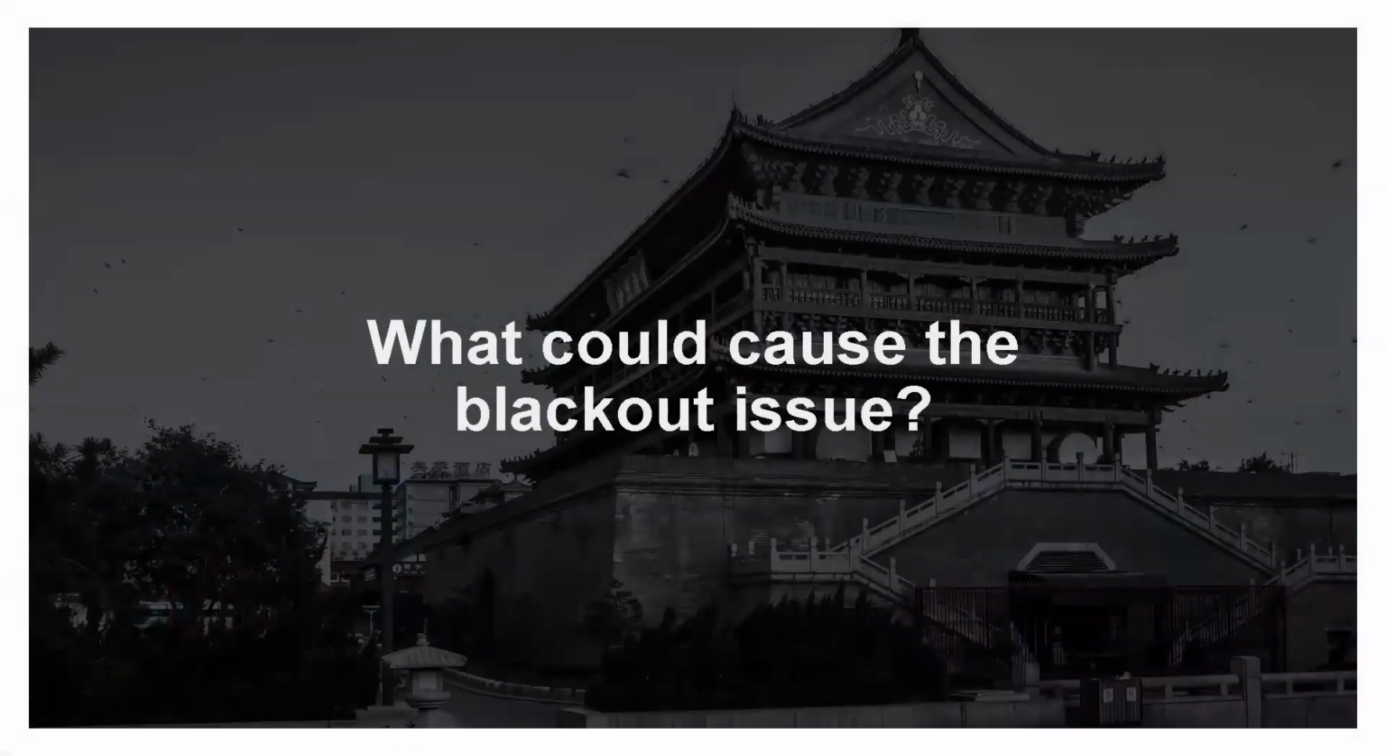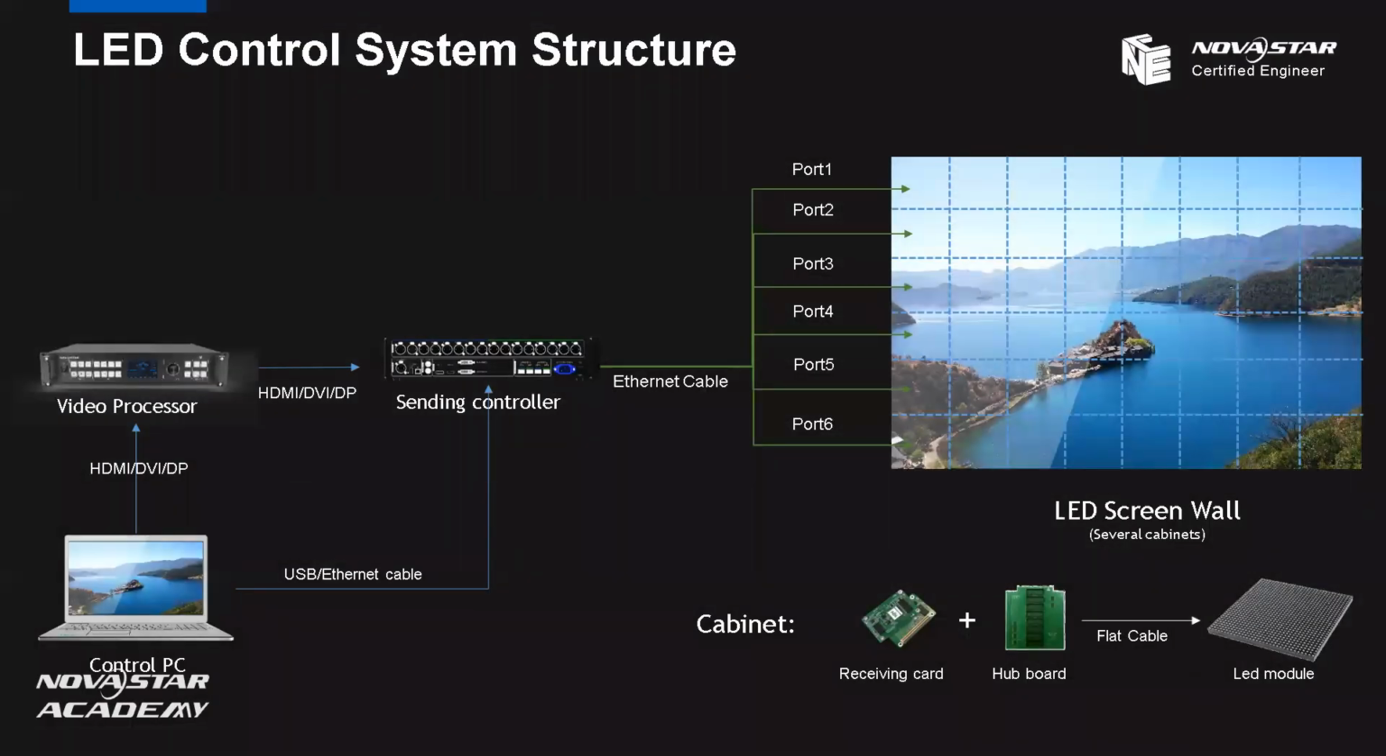For those kinds of blackout issues, what could be the reason? To locate the problems, we have to check the LED control system structure. So here is a basic system structure. I have to say all of the components in this structure could cause the LED screen to go black.